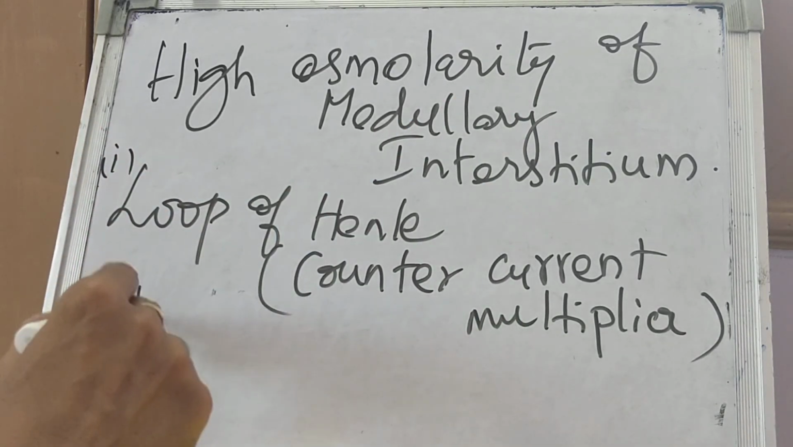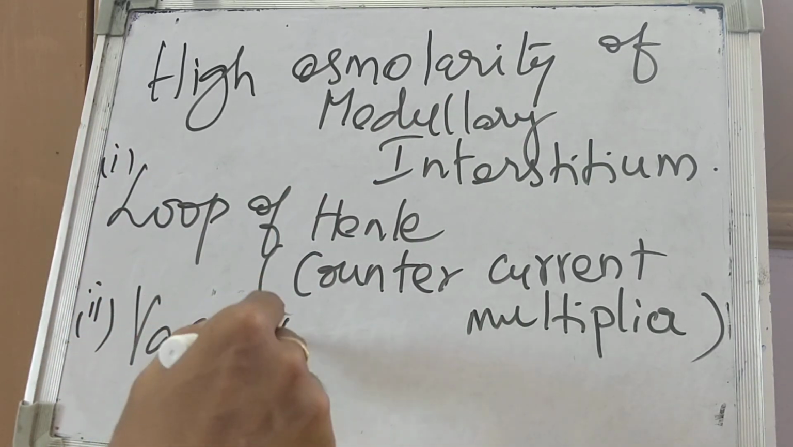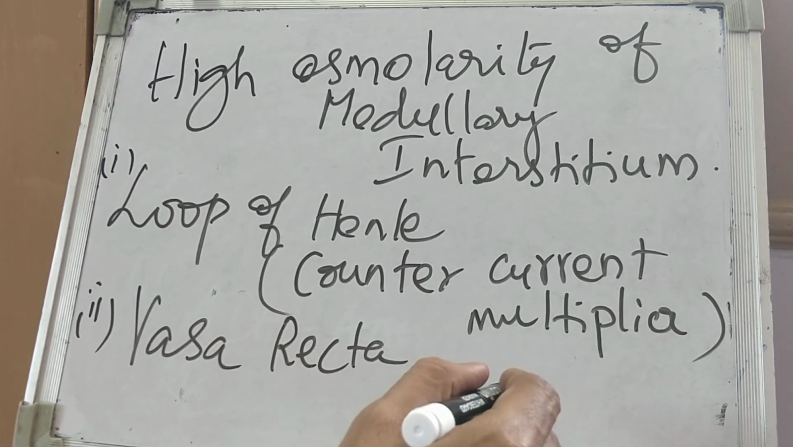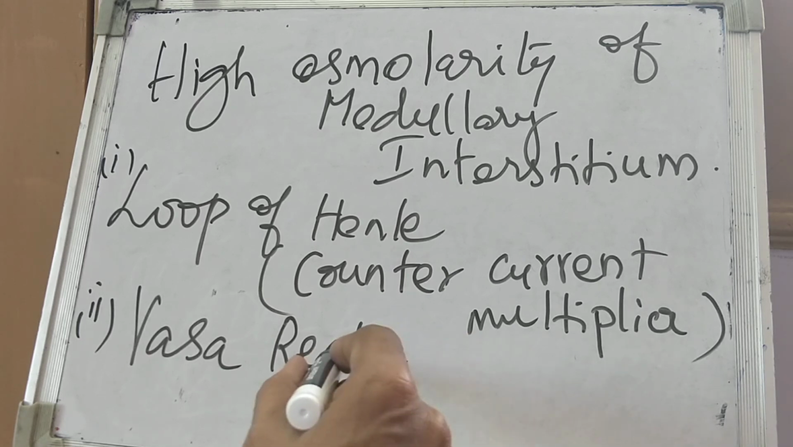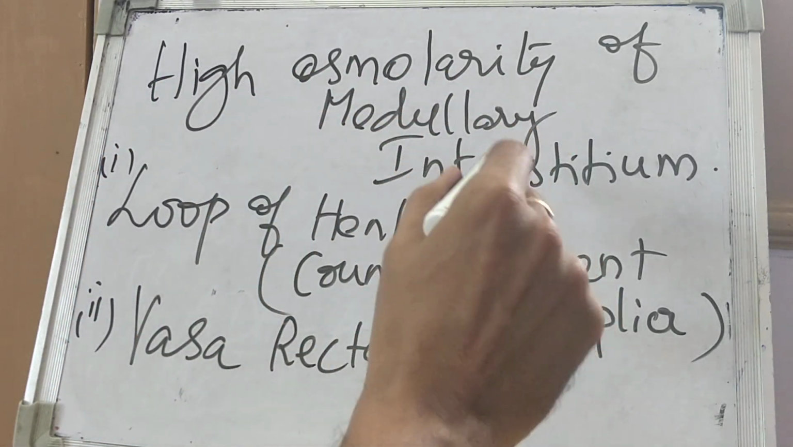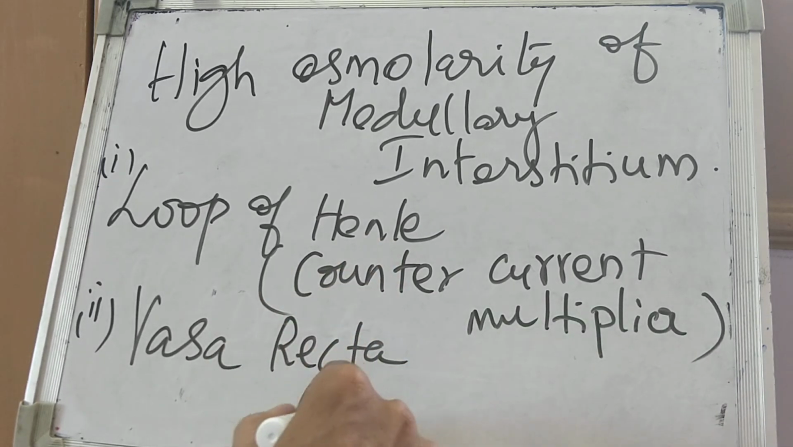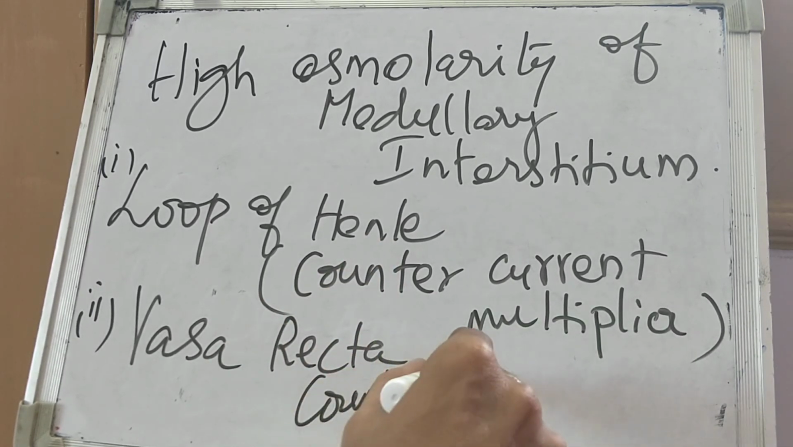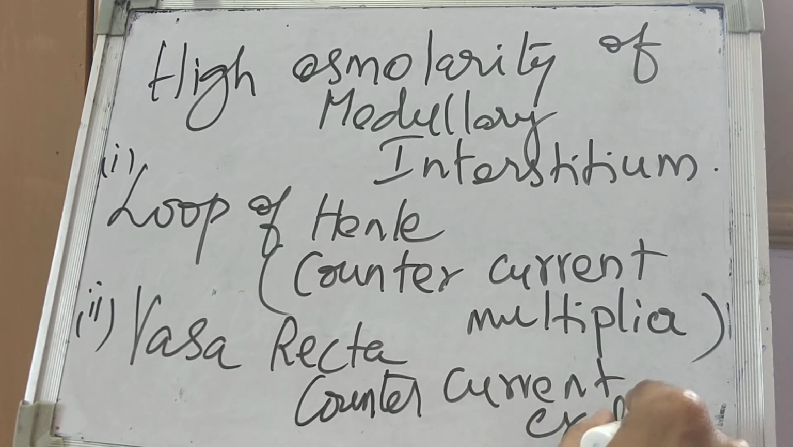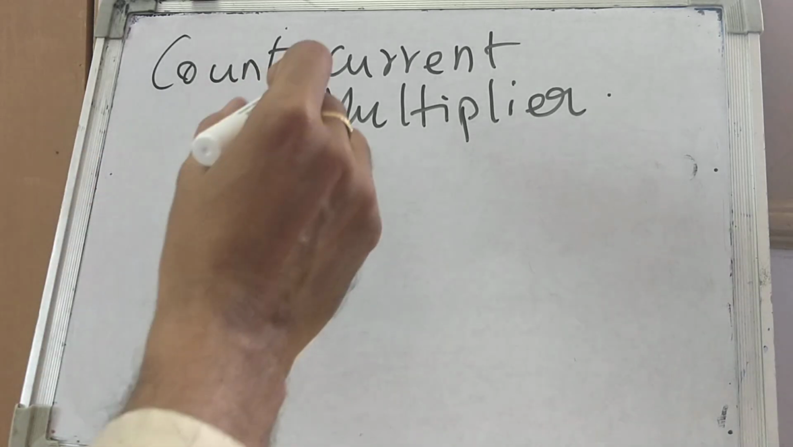Second is the vasa recta. Vasa recta is a specialized peritubular capillary, and it contains a very little blood flow, and this helps in maintaining the high osmolarity of the medullary interstitium. So it is also called countercurrent exchanger. First we will see the countercurrent multiplier.